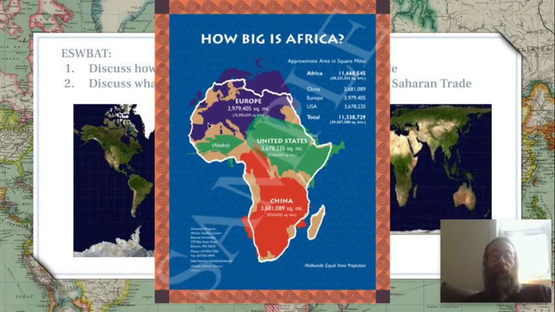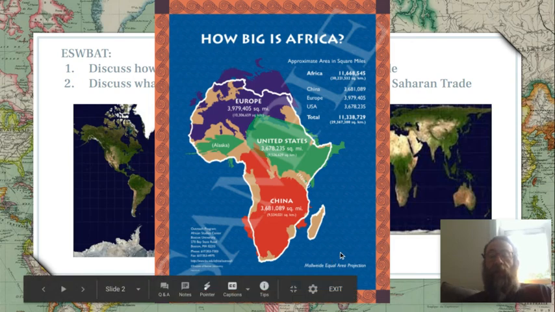And the area that we're going to be focusing on is up here in North Africa and what we would call West Africa, the Gold Coast. So that's going to be our focus today. And just think about it, it's roughly the width of the United States, okay? This one part of the continent.